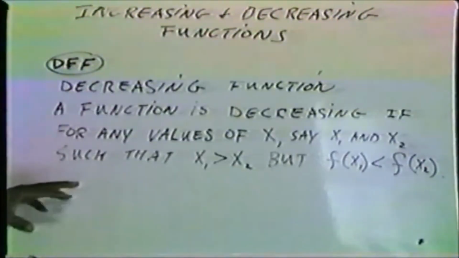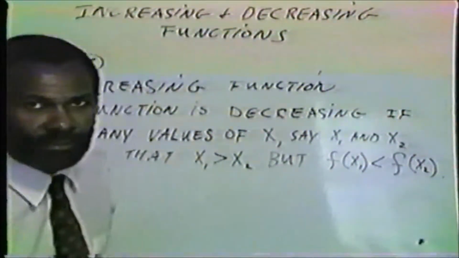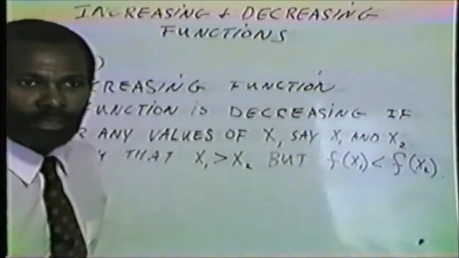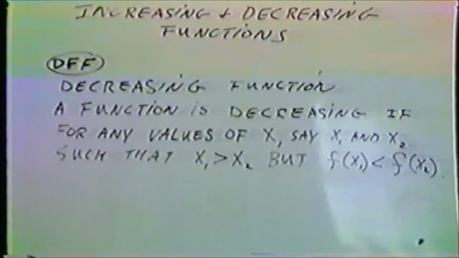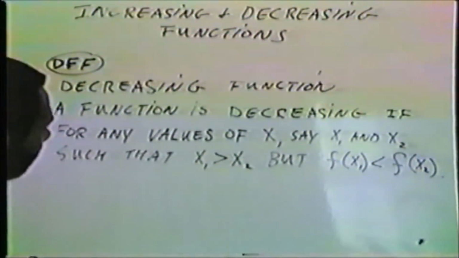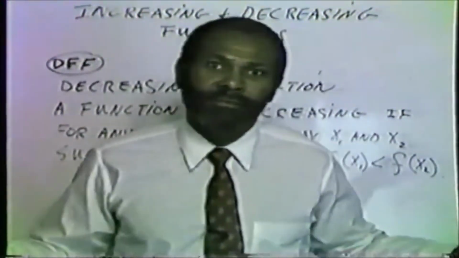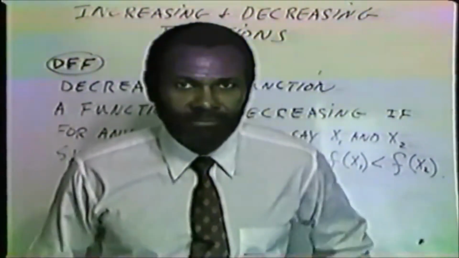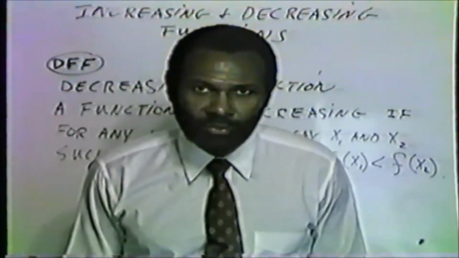This means that if we just have the equation of a function, we can tell whether that function is increasing or decreasing just by looking at the equation. We don't necessarily have to graph the function to tell whether it's increasing or decreasing over a certain interval.